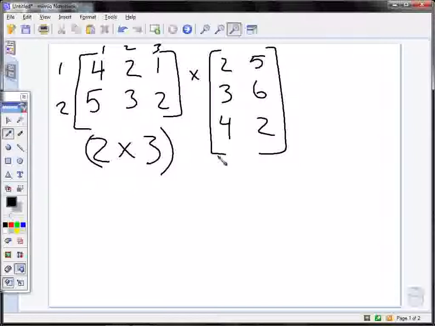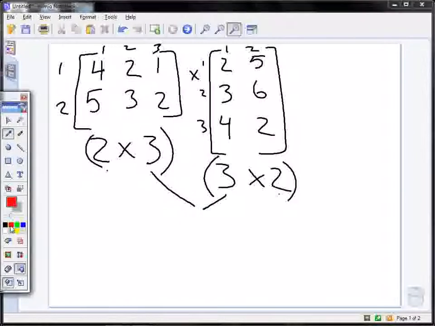This one over here has 3 rows and 2 columns. So we have a 2 by 3 and a 3 by 2. In order to do matrix multiplication, the columns from my first one must match up with the rows of the second one. And I see that they're both 3. So that's okay, and I'm good to go.